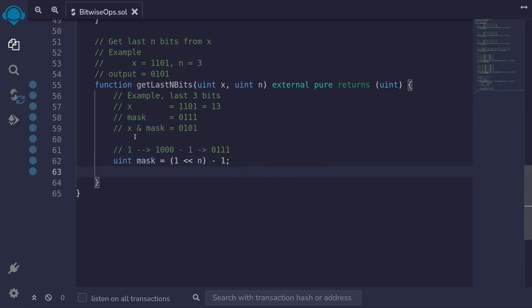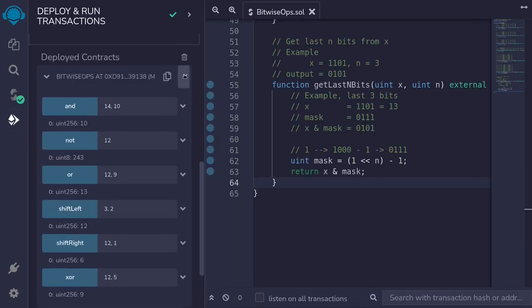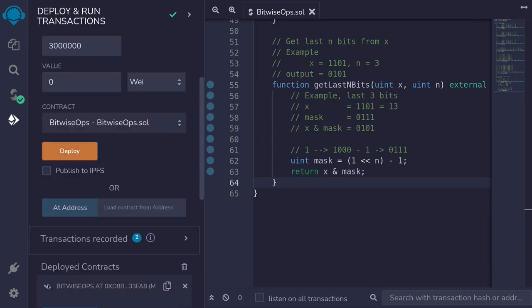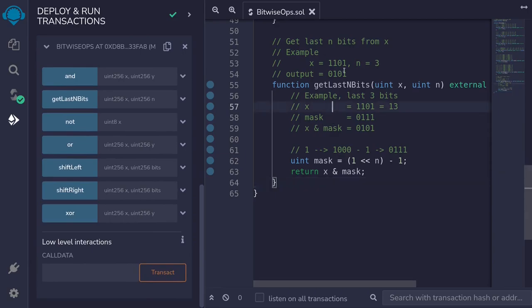Okay, once we have a mask, we can return x and mask to return the last n bits. So we'll type return x and mask. And that is how you return the last n bits. Okay, let's compile the contract and look at an example. So hit Control S, and then we'll deploy this contract again. I'll clear the old one and then deploy the new one. Open the contract, and then we'll go over this example.